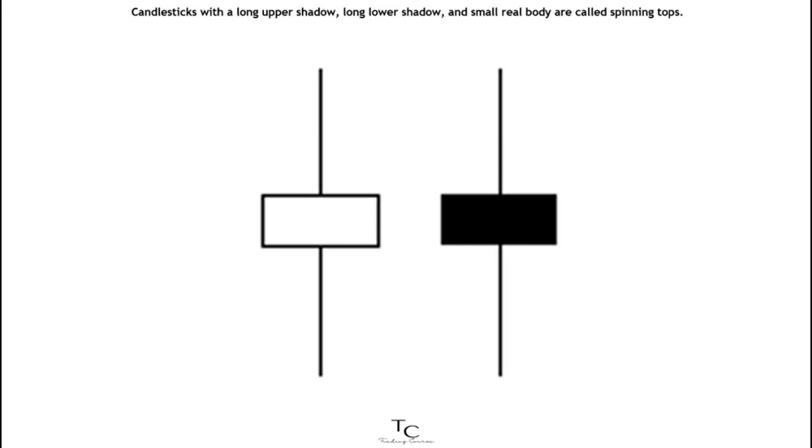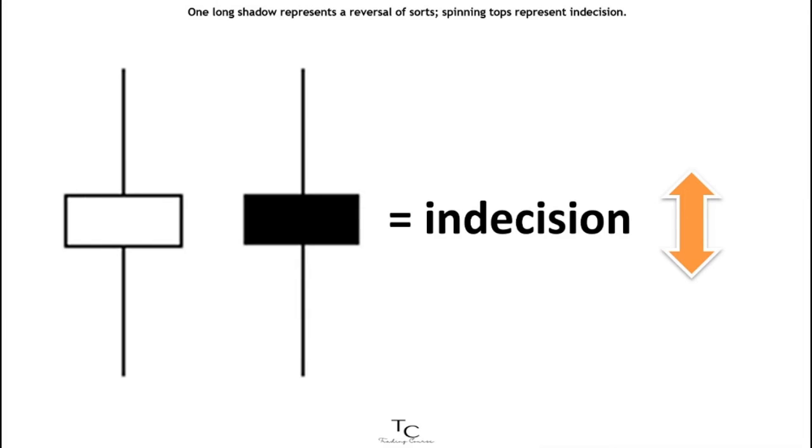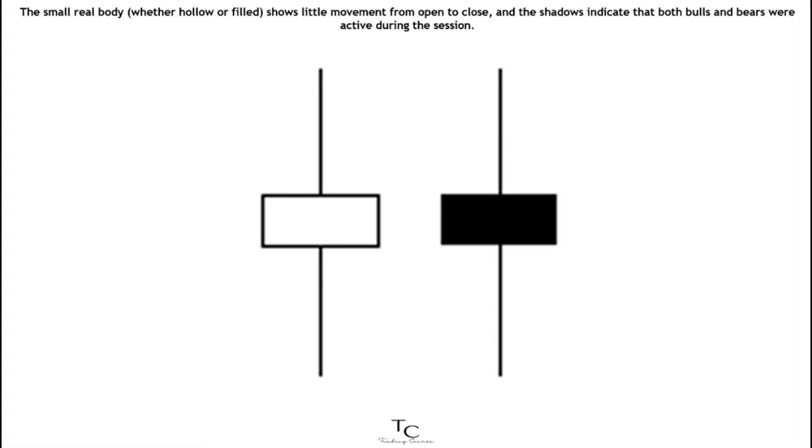Candlesticks with a long upper shadow, long lower shadow, and small real body are called spinning tops. One long shadow represents a reversal of sorts. Spinning tops represent indecision. The small real body, whether hollow or filled, shows little movement from open to close, and the shadows indicate that both bulls and bears were active during the session.